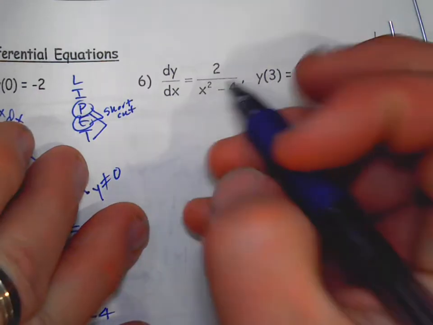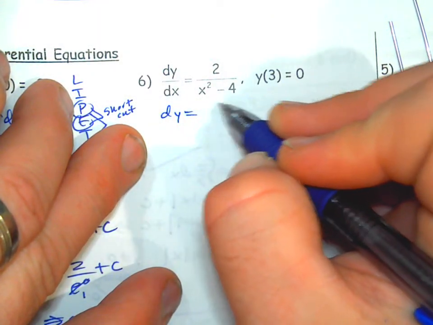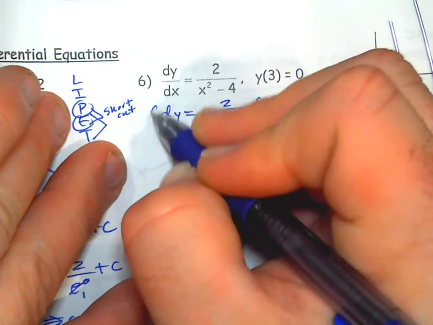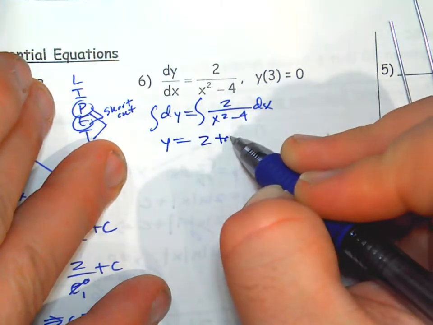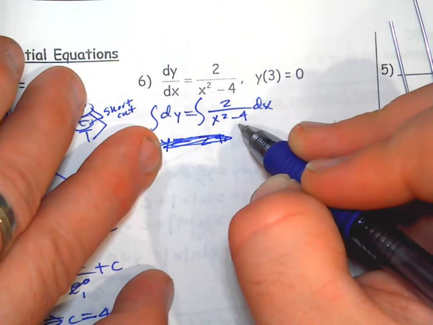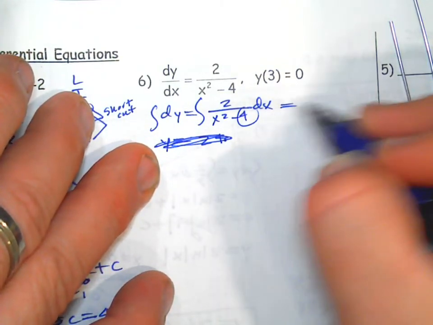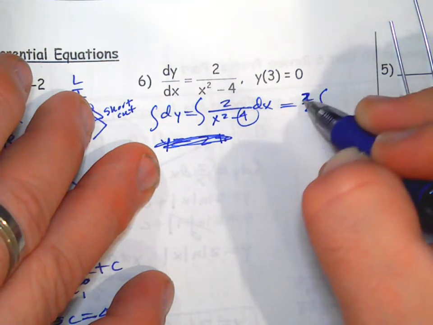Okay, let's see this one. Separate the variables, which is actually pretty easy to do. They're pretty much already separate. Integrate both sides. Now this looks like inverse tangent, but we need to make this a 1. So we got to factor a 4 out. And we can bring the 2 out in front too.